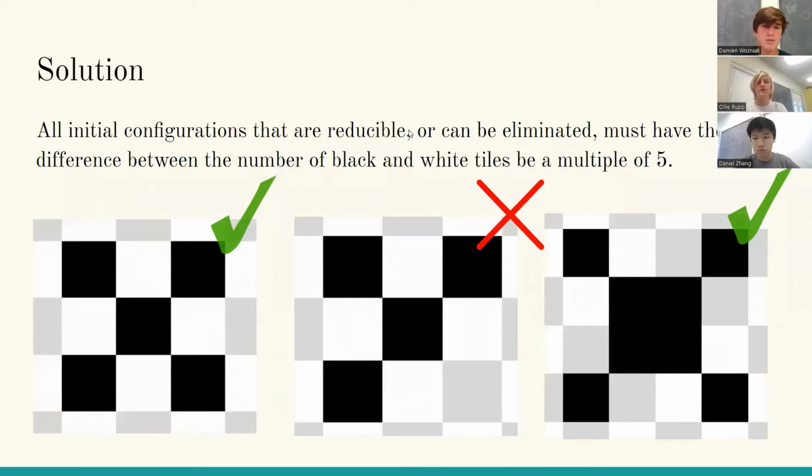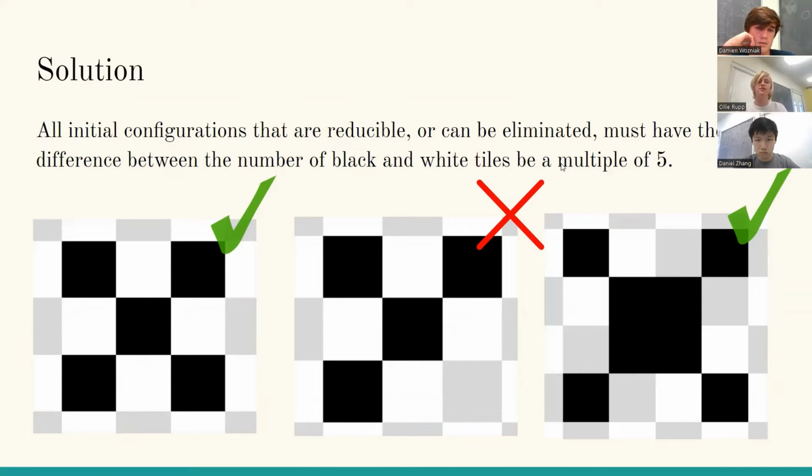So after further testing, we found that all initial configurations that are reducible must have the difference between the number of black and white tiles be a multiple of 5. And so if you envision the grid as a checkerboard, you have black and white tiles. In this first image, you see that there are 5 tiles on black squares and 0 on white. 5 minus 0 is 5, which is a multiple of 5.